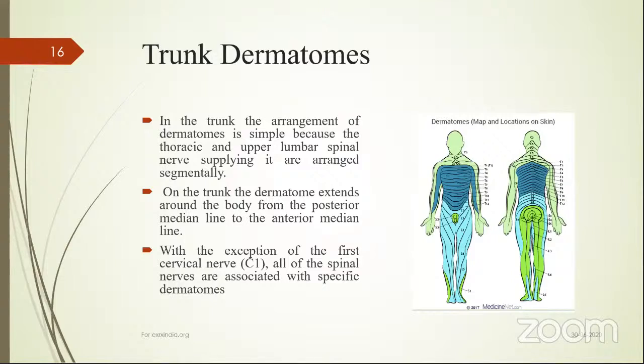And as I earlier told, C1 is the only exception. C1 doesn't have a sensory part. So if you see any dermatome, it starts from C2 only. Clinically, what you have to know is that when you're checking the dermatome, you check it laterally from the spine towards outside. Like this only you have to check the dermatome, but in the limb, it will differ.